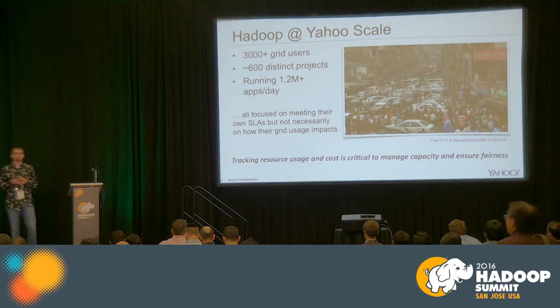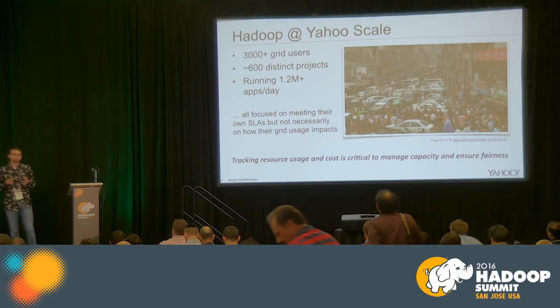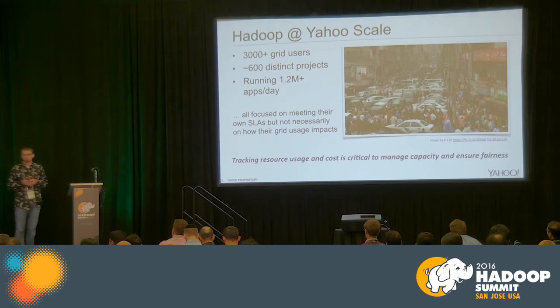Essentially, we've grown beyond the bounds of a community that can be reasonably expected to fairly share resources on their own. And we've grown beyond what can just be simply controlled through queues and user limits. So how can we ensure fairness, ensure that all of these many different needs are met? To answer that question, we first started with what at the beginning seemed like a simple question: how much am I using and what does it cost?